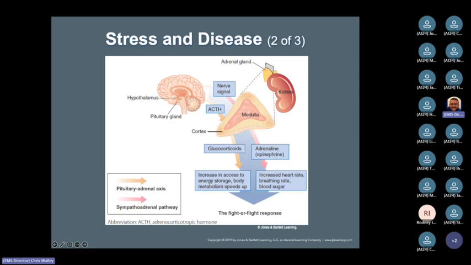Right here shows the psychological response to some stress. I'll let y'all read over that real quick while I get another glass of water.